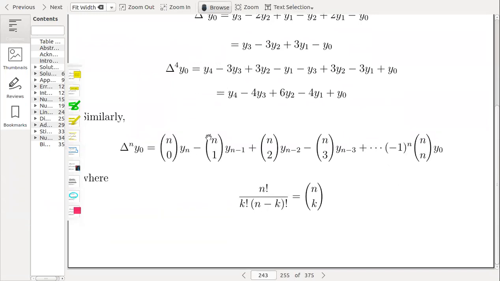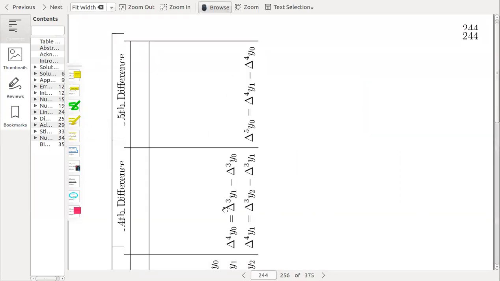The first coefficient is 1, so we can write as n choose 0, then n choose 1, n choose 2, n choose 3, and so on, n choose n, multiplying yn, yn minus 1, yn minus 2, yn minus 3, and so on, y naught. Where the binomial coefficients can be written as n factorial over n minus k factorial into k factorial.